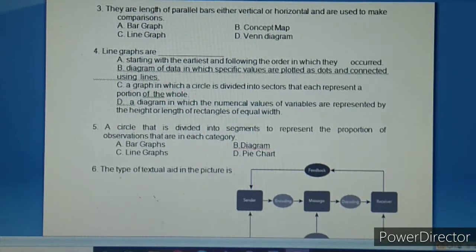A circle that is divided into segments to represent the portion or proportion of observations that are in each category. A, bar graphs, B, diagrams, C, line graphs, or D, pie chart. The correct answer for number 5 is letter D, pie chart.